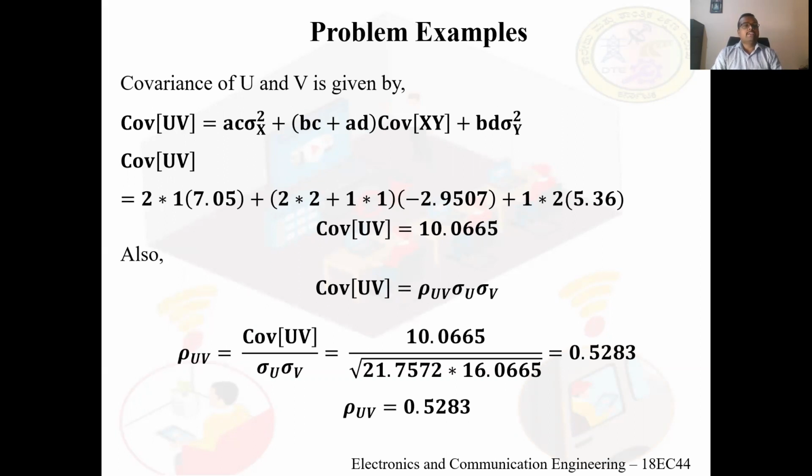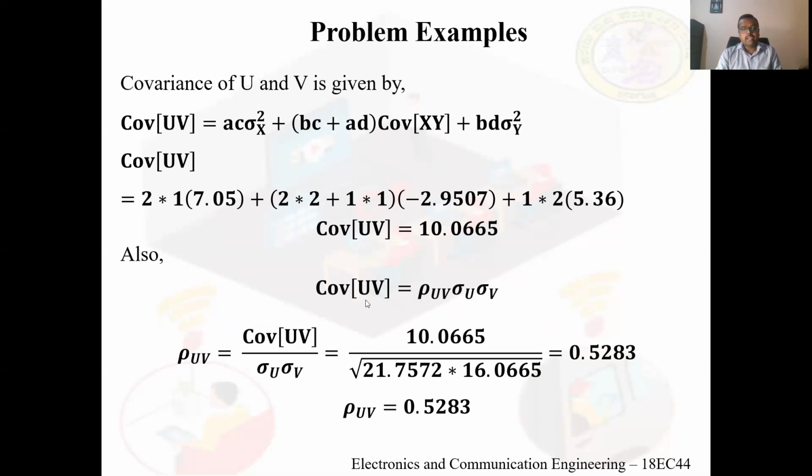Now, how do you calculate the covariance of U and V? What is the formula? AC sigma square X plus (BC plus AD) covariance of XY plus BD sigma square Y. Now substitute all the values. We already have this value. Substitute the values, simplify the equation, and you get the covariance of UV as 10.0665.